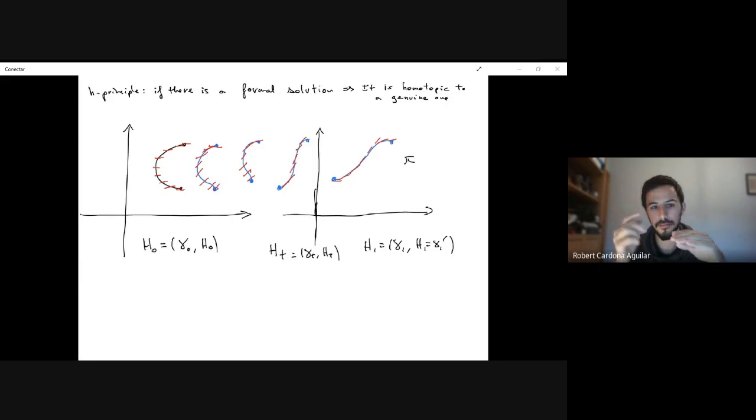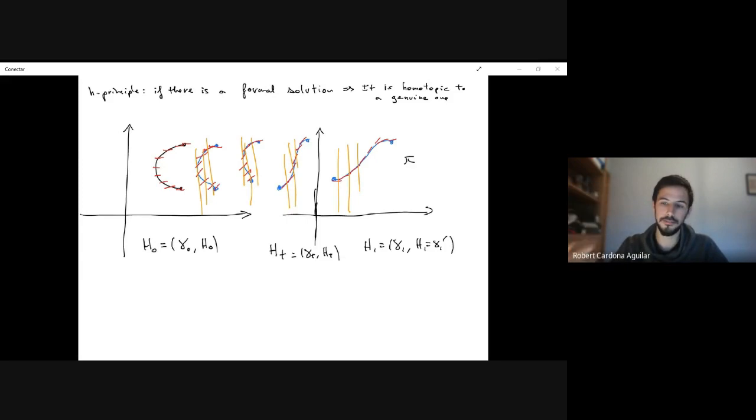such that for every time it's a formal solution, because you might see that I drew this in a way that it's always transverse to the red lines. But at the end, it's a genuine solution. So you deformed a formal solution through formal solutions to a genuine one. So when you pick a partial differential relation, if this is always true, then you say that it satisfies the h-principle, if a formal solution is always homotopic to a genuine one.